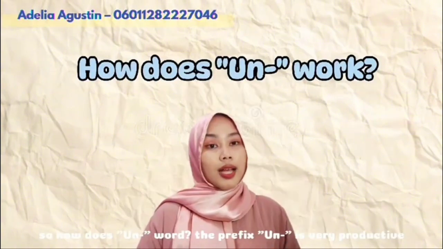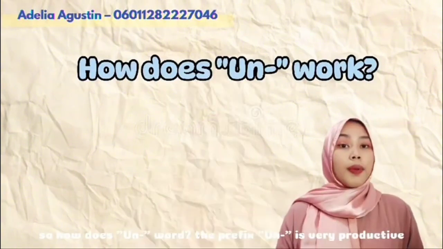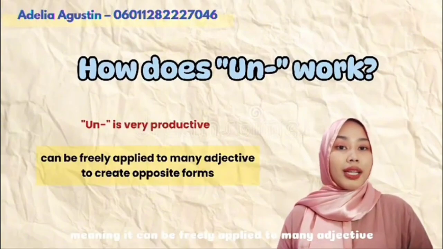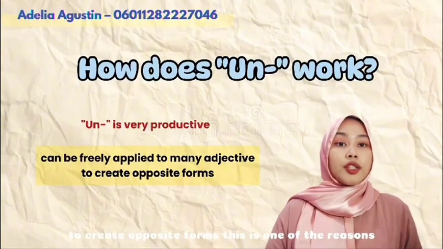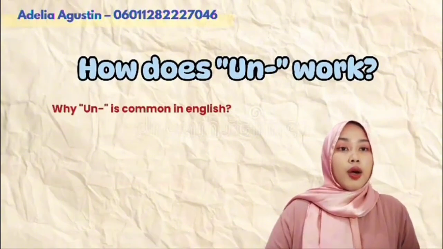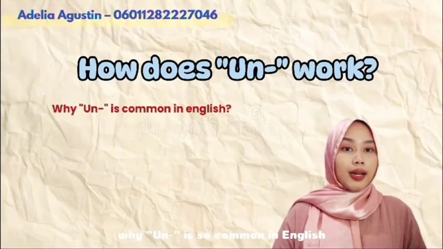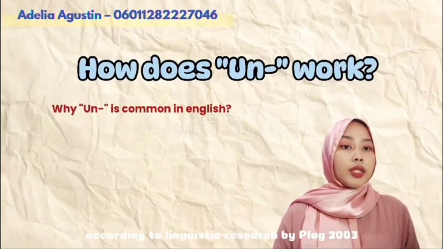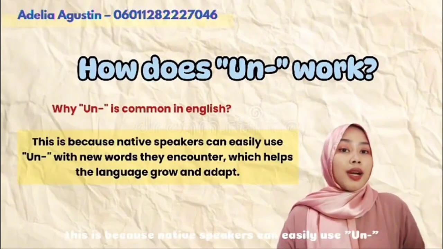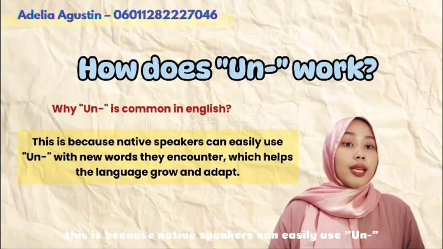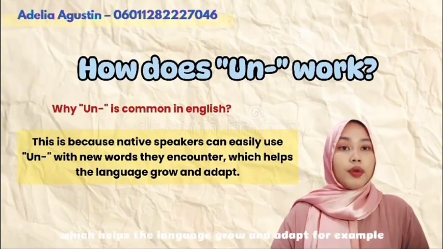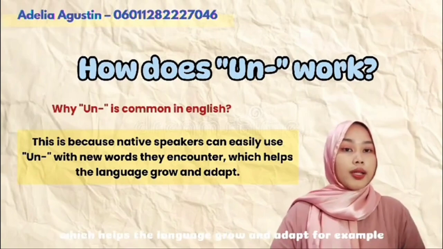So, how does un work? The prefix un is very productive, meaning it can be freely applied to many adjectives to create opposite forms. This is one of the reasons why un is so common in English. According to linguistic research by Platt 2003, this is because native speakers can easily use un with new words they encounter, which helps the language grow and adapt.